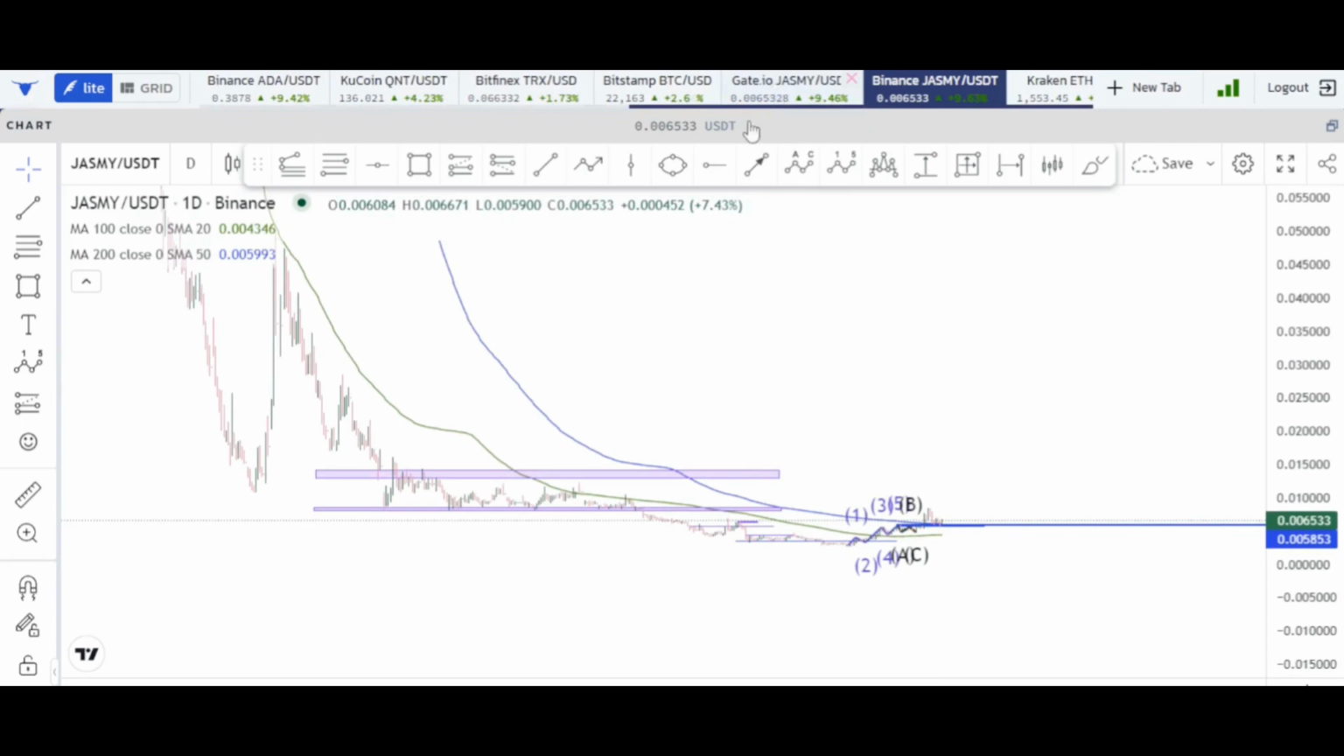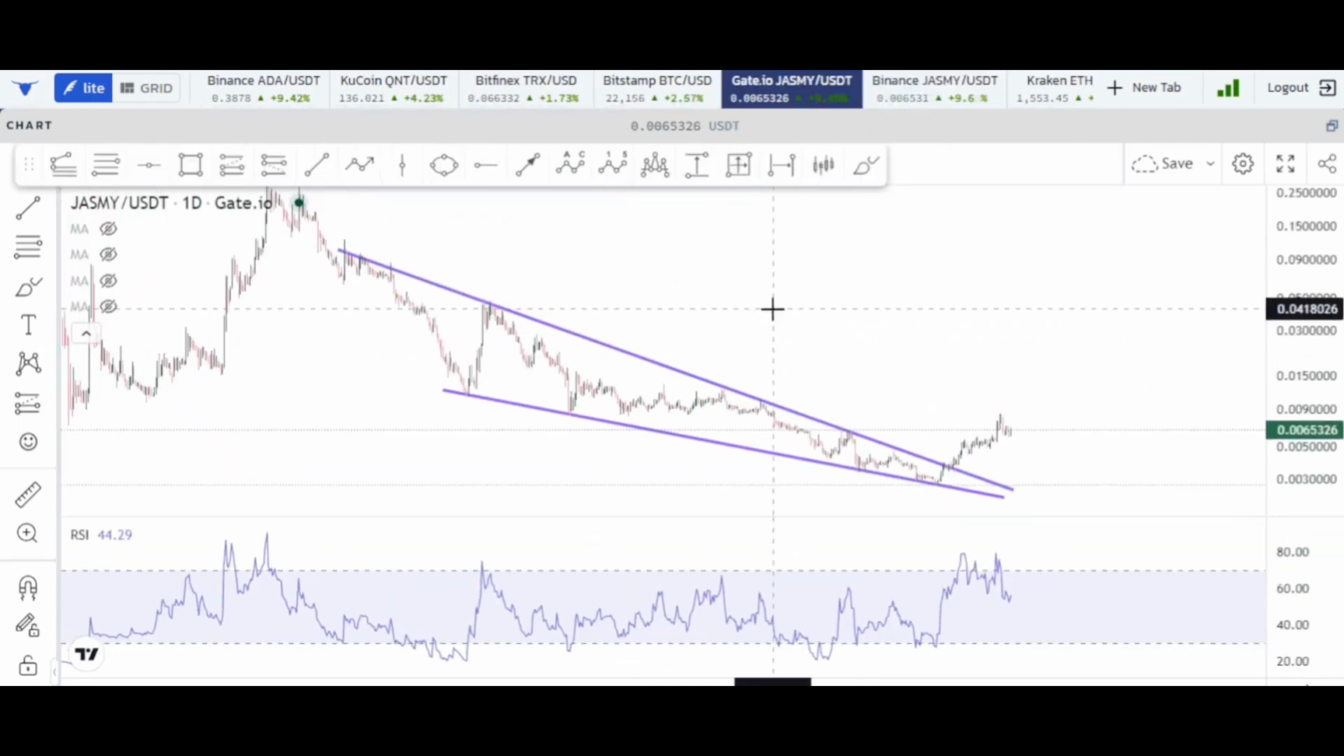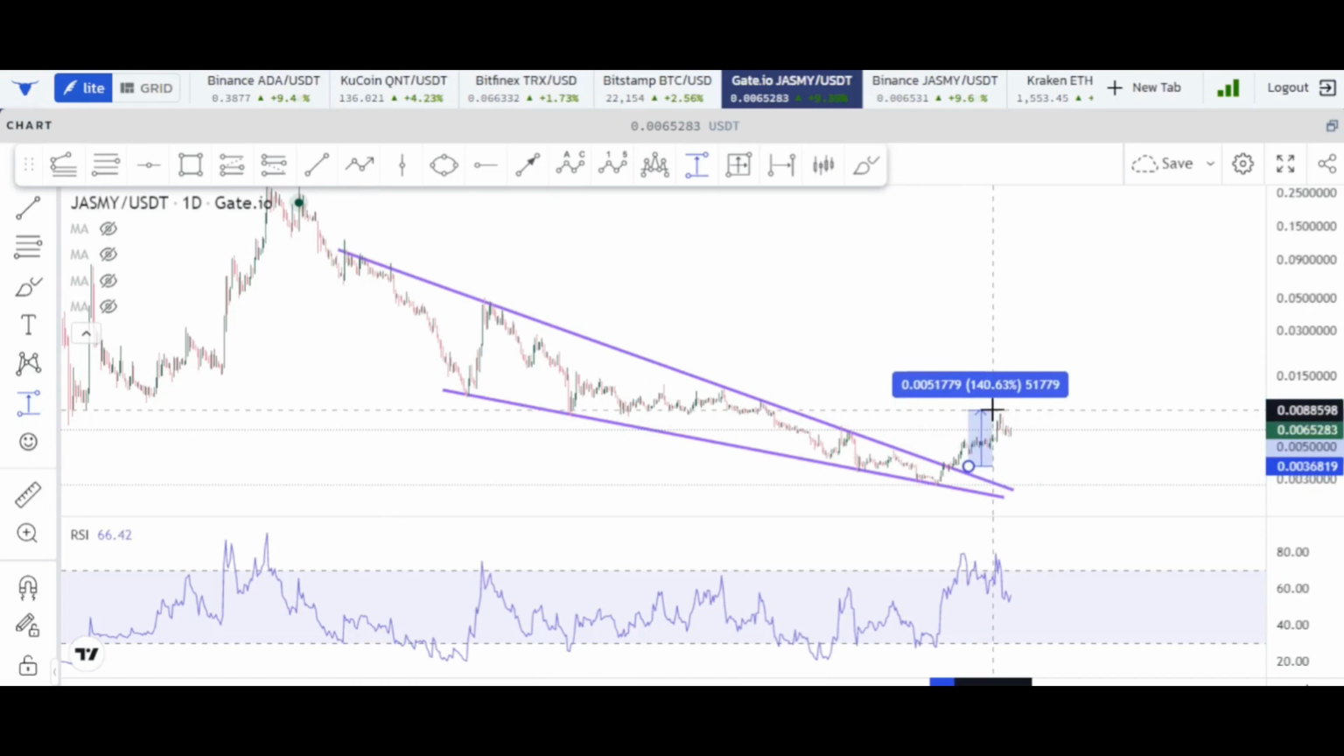Obviously we are still monitoring this falling wedge that we have on the Jasmy price. I'm sure you've already memorized the price targets right here, something like 4.5 cents, 11 cents. We've already talked about those ones. And can you believe that from the moment we broke out of this falling wedge, we are up something like 140%? This is how crazy crypto is.